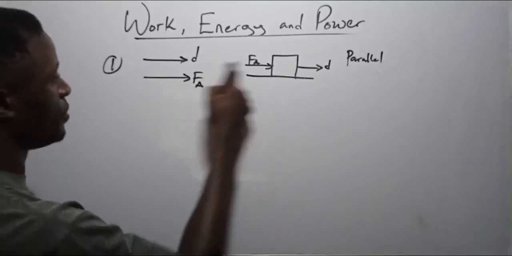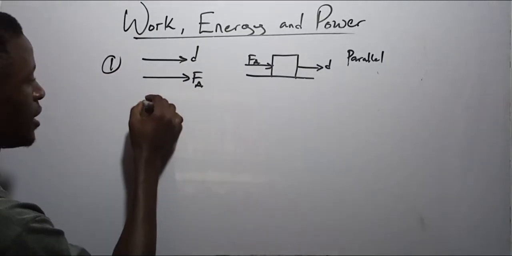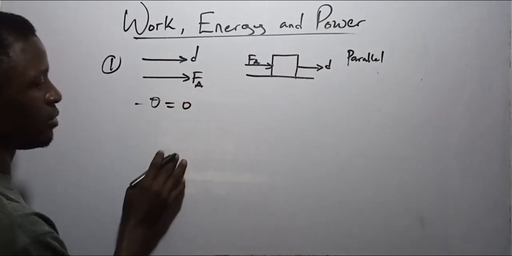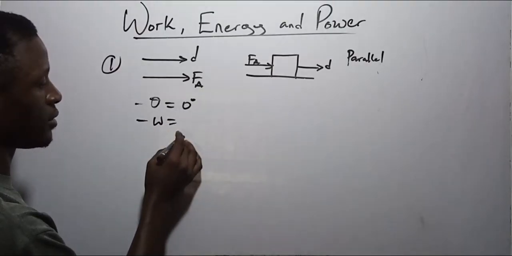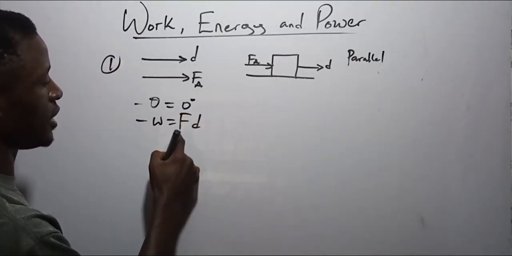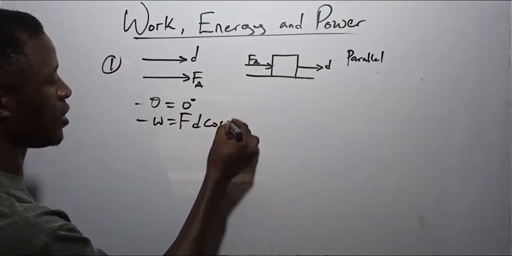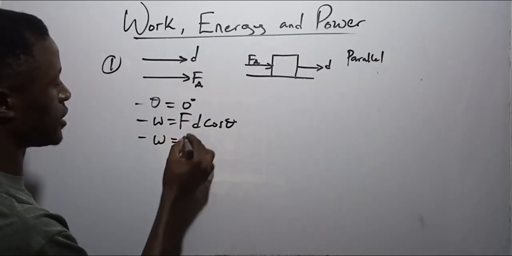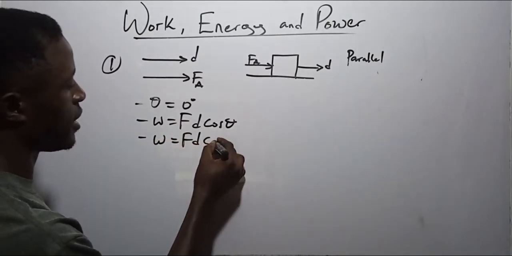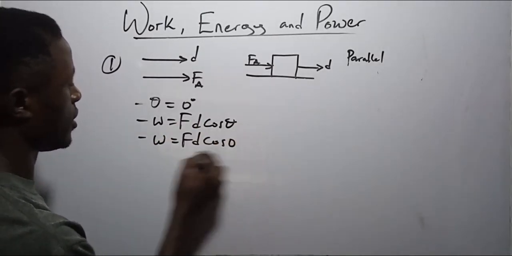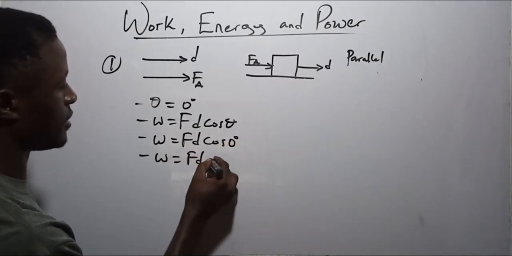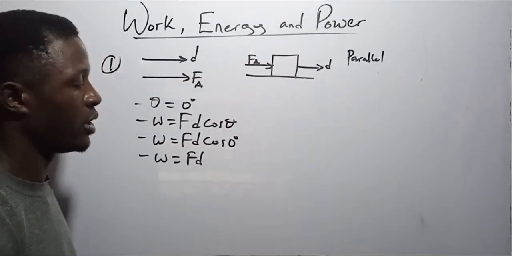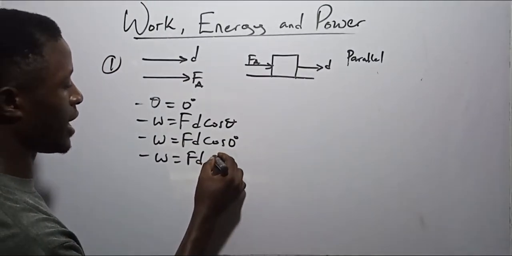Now, look at the angle between them. They are parallel to each other, so the angle between them is 0 degrees, and you can calculate the work done. The formula for work done is force times displacement times cos theta. Here theta is 0. If you check cos 0 in your calculator, you are going to get 1.